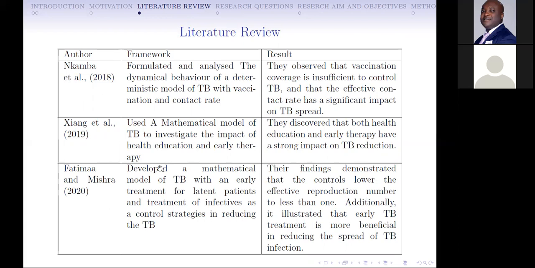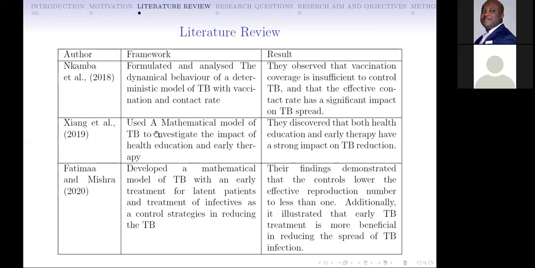Literature review. There are several literature reviews of TB, but due to the limited time, we have only three here. The first one is Nkamba 2018, who developed and analyzed the dynamical behavior of a deterministic model of TB with vaccination and contact rates. They observed that vaccination coverage is insufficient to control TB and that the effective contact rate has a significant impact on TB spread.